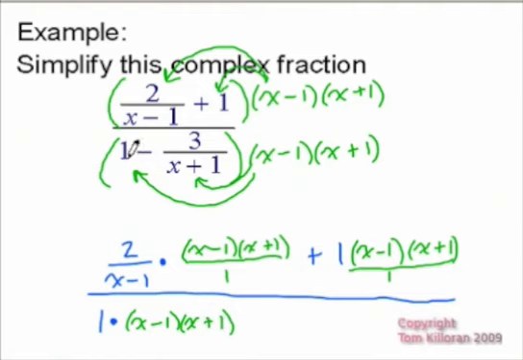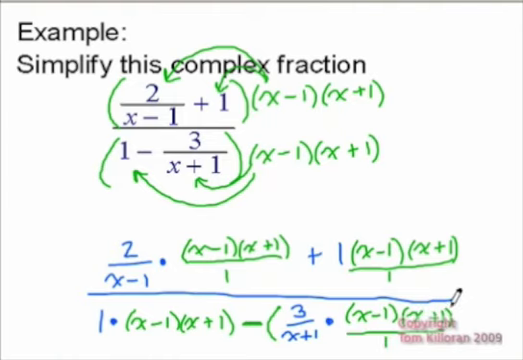And we have a minus sign here. We've got to be really careful with minuses. Usually I suggest putting a parentheses here just to be safe. And then we have this 3 over x plus 1. And we're going to multiply this by that common denominator of x minus 1, x plus 1. Technically, everything just gets multiplied by the common denominator.